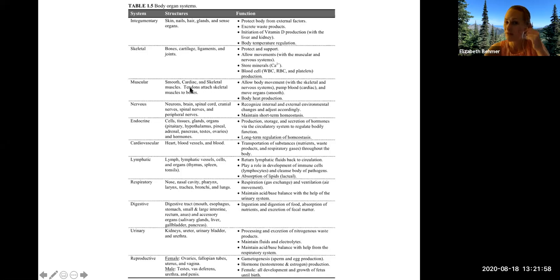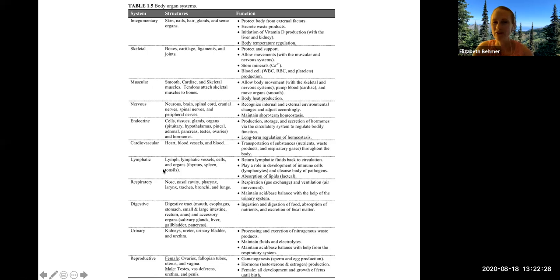Your muscular, you have different types of muscles throughout the body that help with movement, but also pumping blood and helping move things through your digestive tract. Your nervous system recognizes stimuli and adjusts accordingly. So these will be all your brain, spinal cord, neurons. Endocrine is all of your hormones and everything in your brain that controls your hormones. Long-term regulation of homeostasis. We'll talk about more what homeostasis is on Thursday.